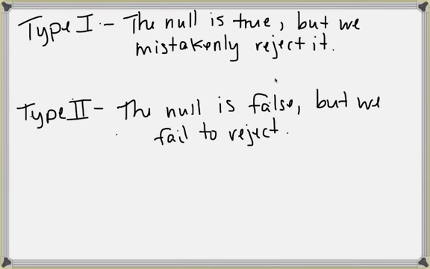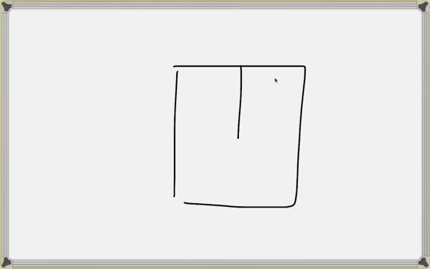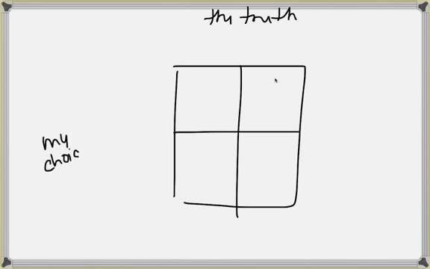Now, one easy way to distinguish between the two types of errors is a real easy little table that you can make that distinguishes all your types of errors. So up here, we have what is the truth, and over here, we have my choice. For the truth, let's think of this scenario: H sub O is actually true.